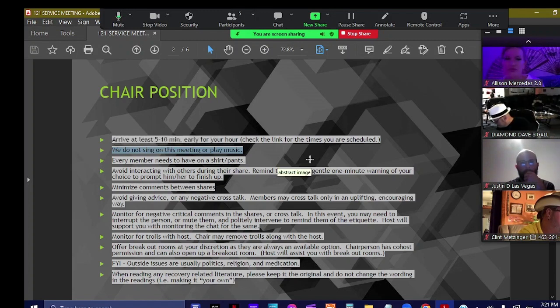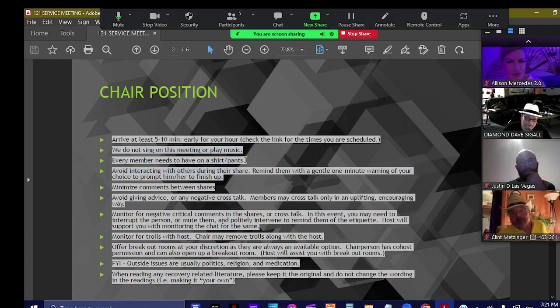Consider these like the steps of AA. These are suggestions, not directions, but this one's a direction. I don't know how else to say that. This is like a rule. You're not allowed to play music, and you're not allowed to be in here without a shirt. That's a fact, not a suggestion. We do not sing. No nipples and no singing, basically, is how it goes.